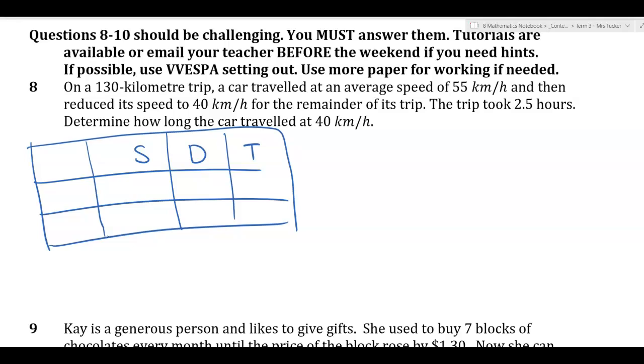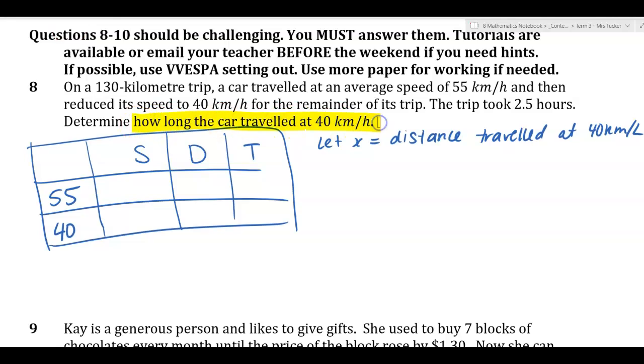All right, so on a 130-kilometer trip, a car traveled at 55 kilometers per hour, and then it traveled at 40 kilometers per hour. The trip took 2.5 hours. Determine how long it traveled at 40 kilometers per hour. What should we make X? Good, the distance, at 40 kilometers an hour. Why do we make it that? That's exactly what the question's asking. So whatever the question's asking, you make X equal that.